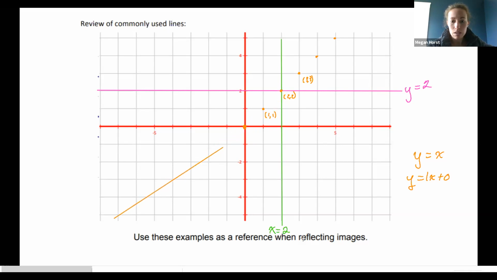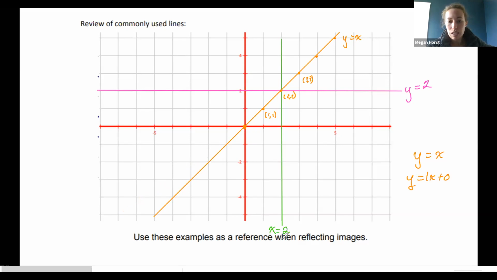So its equation tells you exactly what's going on. Let's go back. There we go. We have this line right here, and that is y equals x. At every point, y equals x and x equals y.